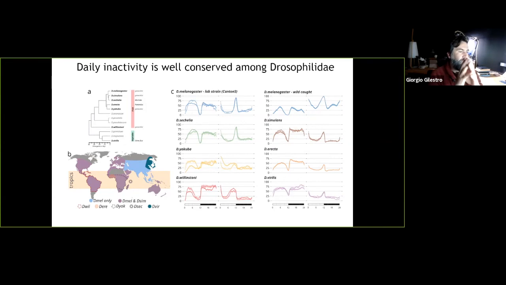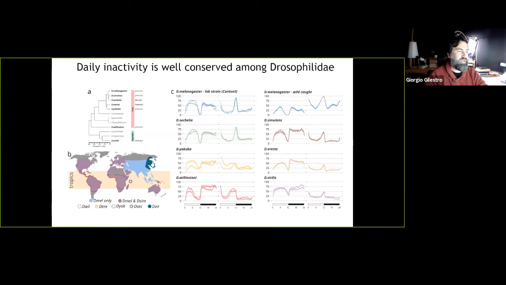And what we did is we looked at sleep in different Drosophila species. So we picked 7 in total Drosophilids, so not just Melanogaster, but also Simulans, Eschelia, Erecta, Jacuba, Winlid-Stony, which are all fruit-feeding Drosophila, and Virilis, which is an example of vegetable-feeding Drosophila. They span different areas throughout the world. And we looked at a sleep pattern on the left here, or activity pattern on the right for all of these species. We also looked at wild-caught Melanogaster for good measure.